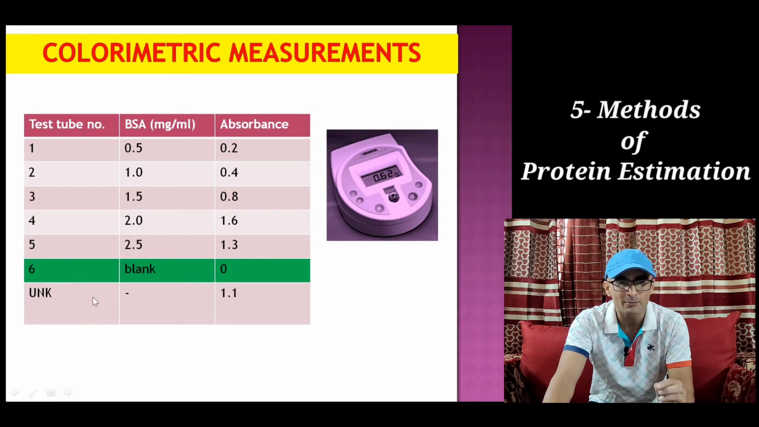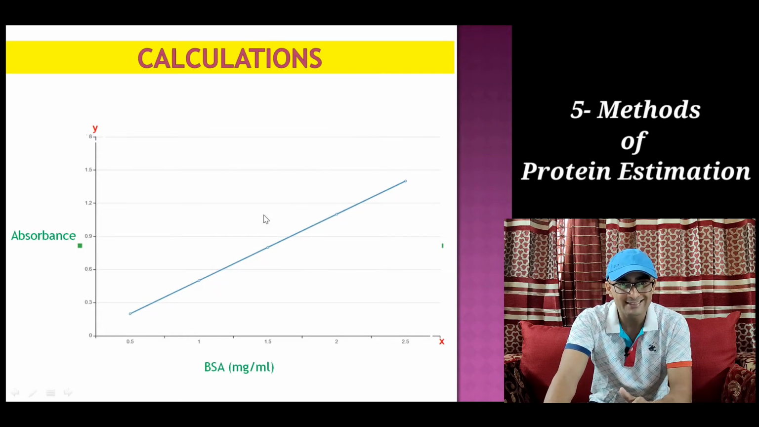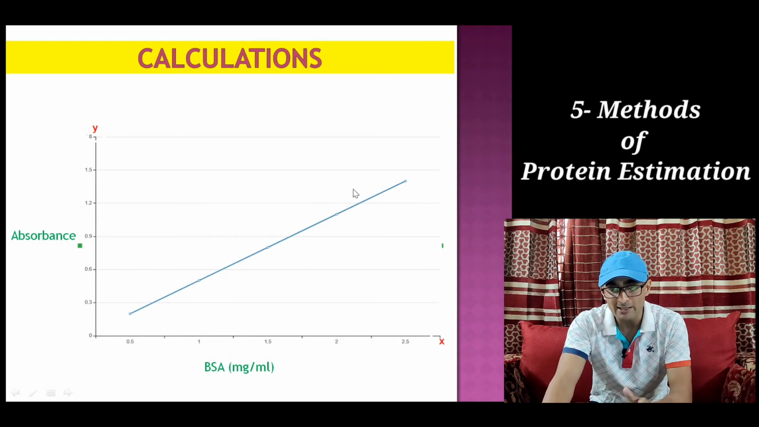That also we take some known volume. That also goes through the same process as BSA, and we take absorbance. For example, the absorbance of the unknown sample is say 1.1. Now we can make a standard curve of BSA concentration versus absorbance. So that you call a standard curve. It is a straight line. It should be a straight fit. If it's not a straight line, and points are not on the line, it should be made a best straight fit.